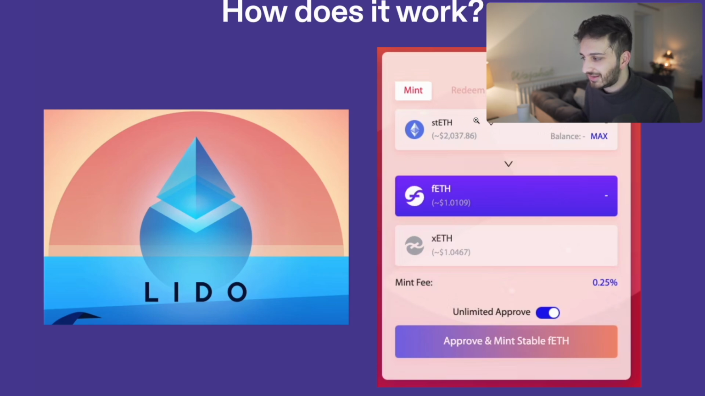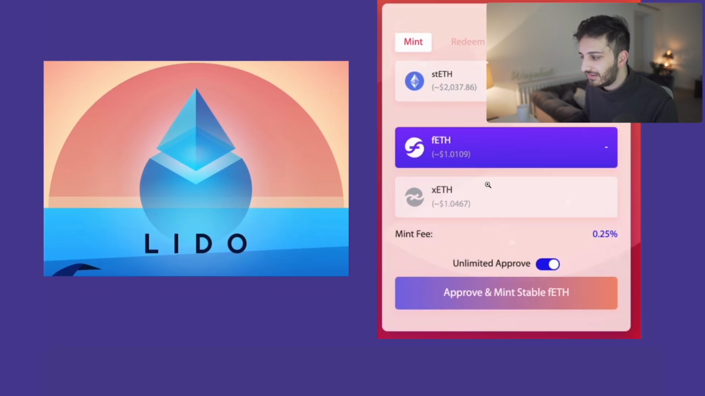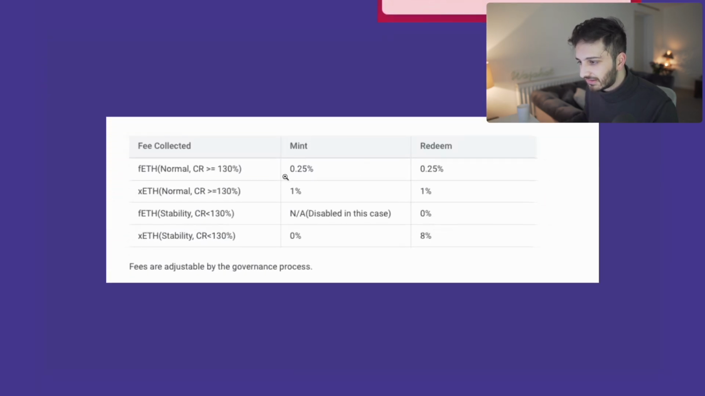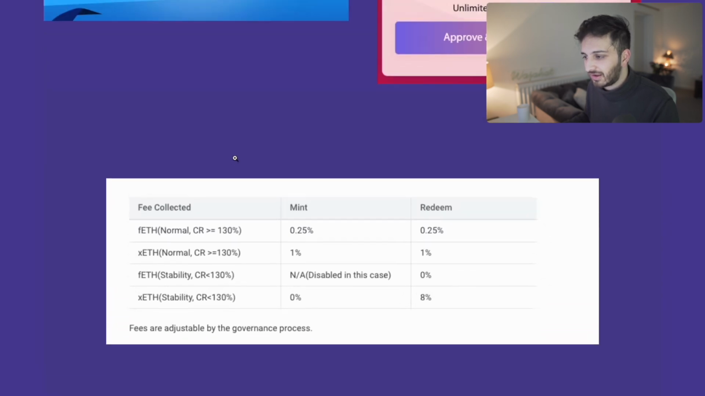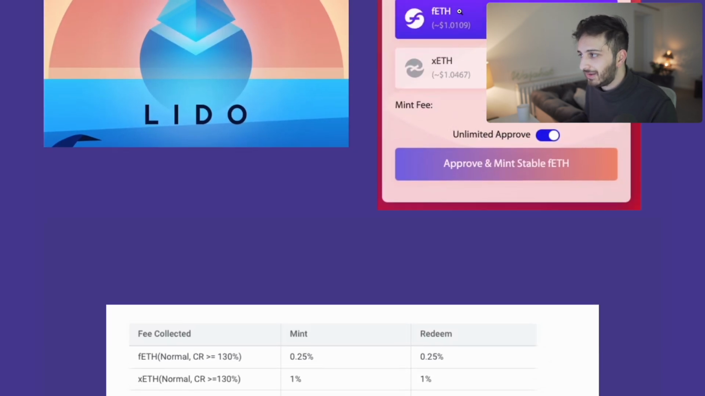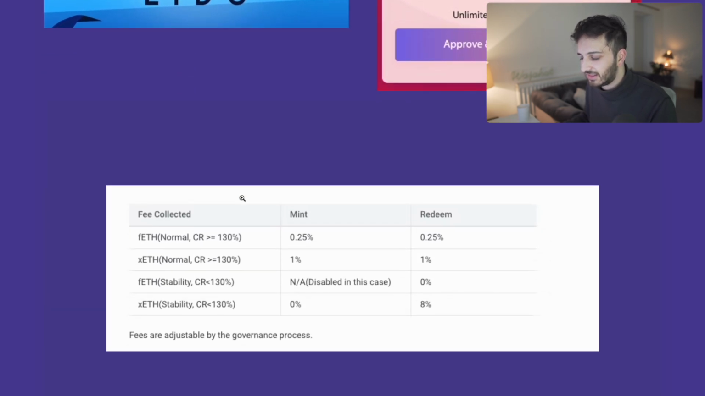So essentially, you take your stETH and you can mint either FETH or XETH. It's entirely up to you. There are certain fees associated with minting, but remember, you don't have to actually mint these assets if you don't want to. You can just go on the open market and buy FETH or XETH as well if you wanted to. There are certain fees, and as I mentioned, this depends on what we call the collateral ratio. The collateral ratio being like how much stETH, how much of these assets are you minting against that original stETH.